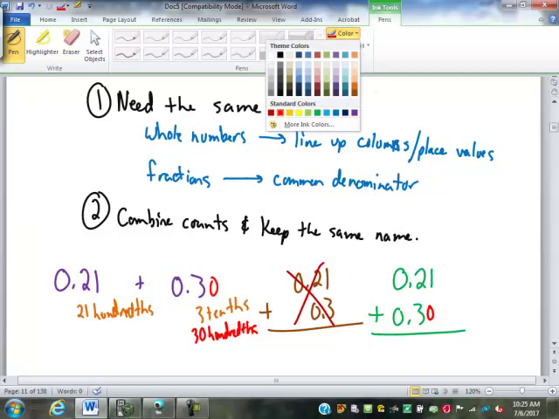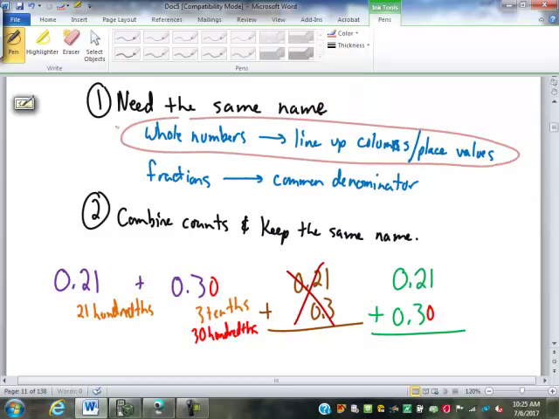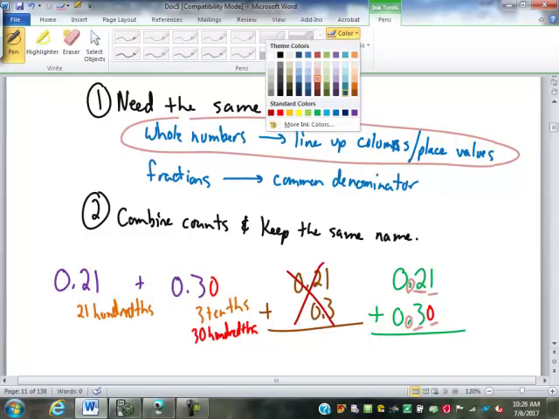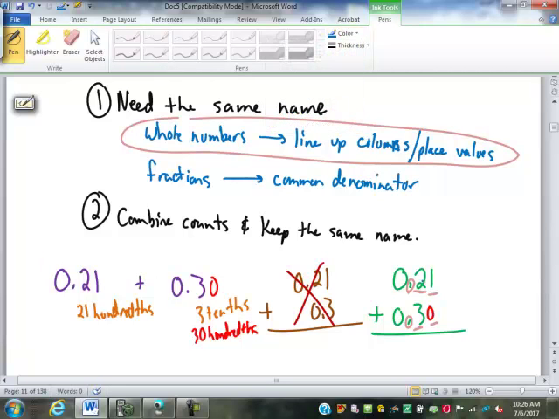Just like with whole numbers, where we had to line up the place values, we could only combine digits that had the same place value. Same thing here. I can only add the tenths to the other tenths and the hundredths to the other hundredths. So lining up the decimal points is a way of lining up those place values. So now when I add these digits, I'm going to start at the right and work my way back to the left, just like I did with whole numbers and integers.